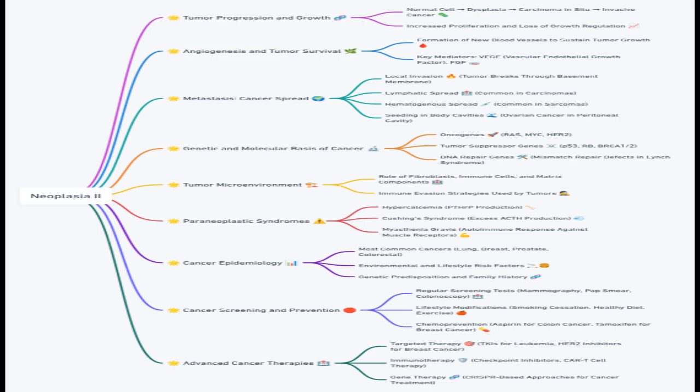We have SIADH, which is the syndrome of inappropriate ADH secretion, leading to hyponatremia, and Cushing syndrome, Lambert-Eaton syndrome, with a poor prognosis due to early metastasis, and treated with chemotherapy and radiation. Okay, so we'll move on with others too.